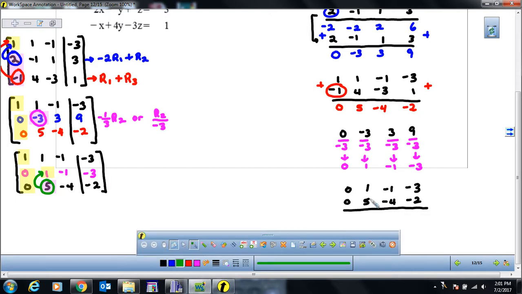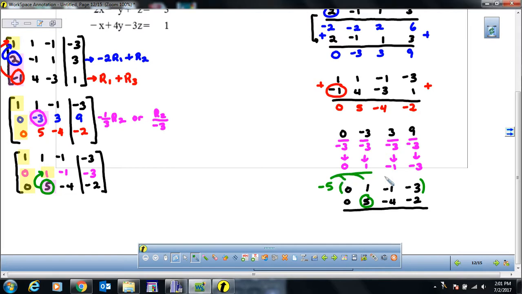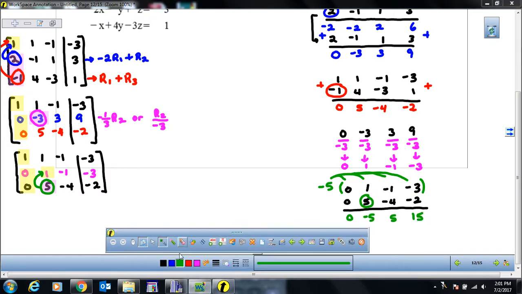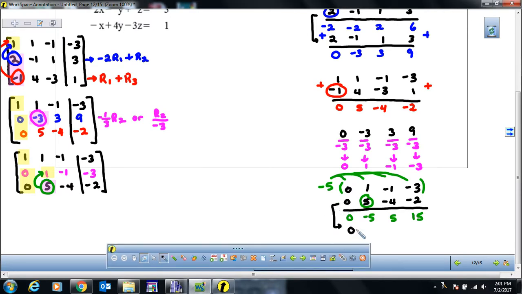Keeping in mind that I want to cancel that 5 or make it a 0. To make it a 0 means I want to cancel it. So in order for these two, the 1 and the 5, to cancel, the first thing we need to do is multiply this equation by the opposite of 5, which is negative 5. So negative 5 is going to first be multiplied by each one of these. Negative 5 times 0 is 0, then we get a negative 5, then a positive 5, and a positive 15. And then to cancel it out, we now need to add it to this equation right here, 0, 5, negative 4, and negative 2. So we're going to add them together.